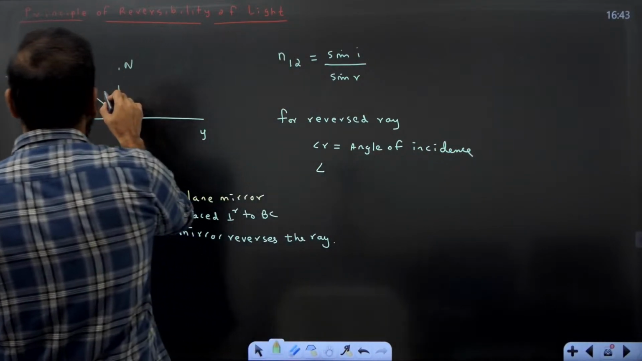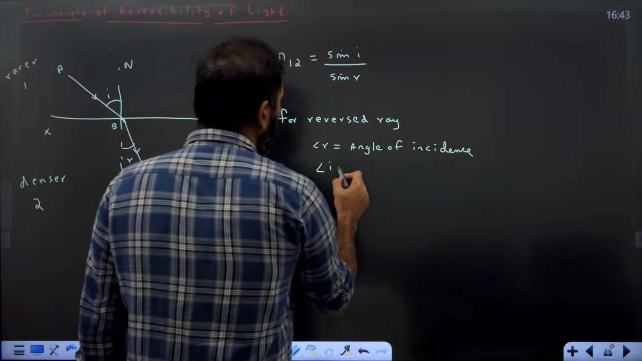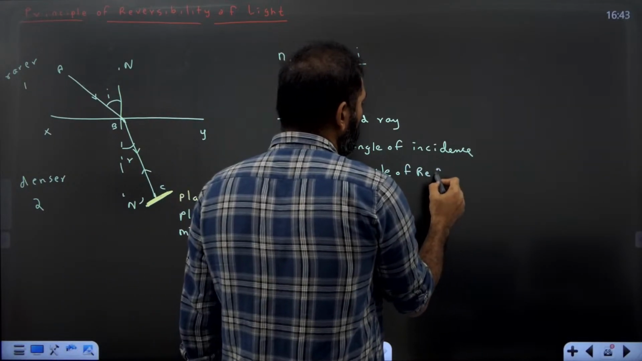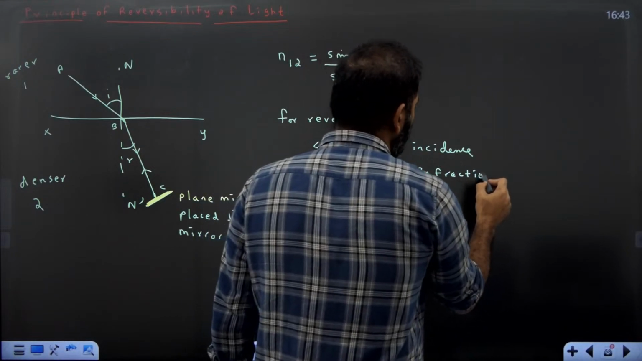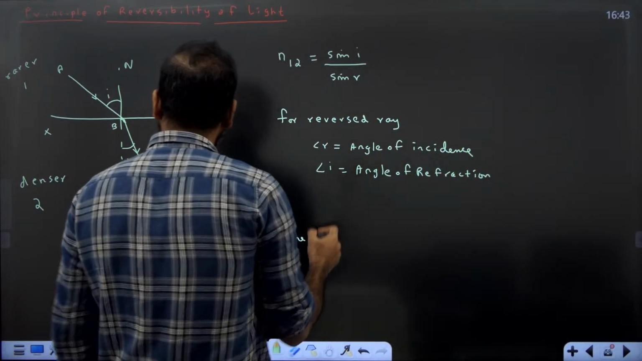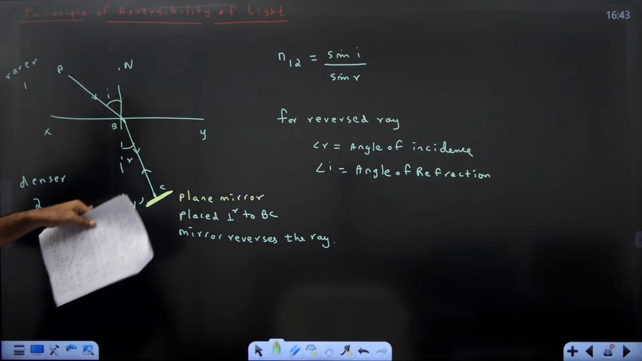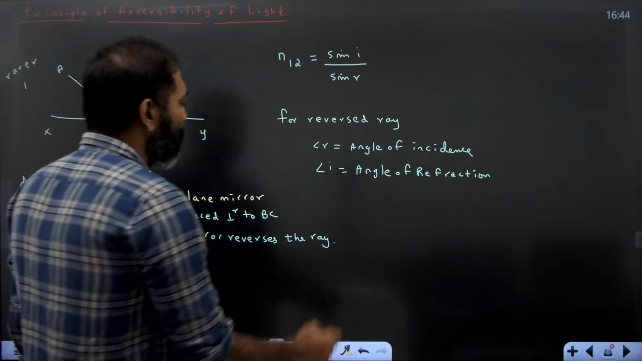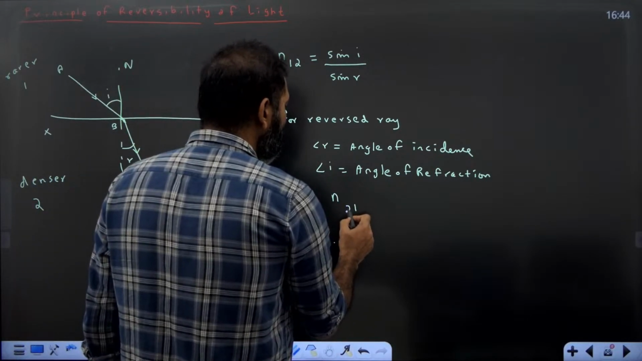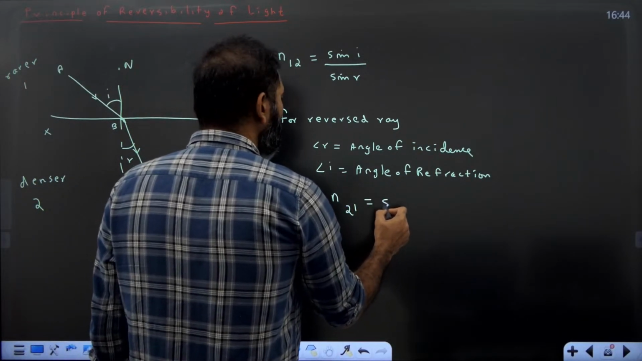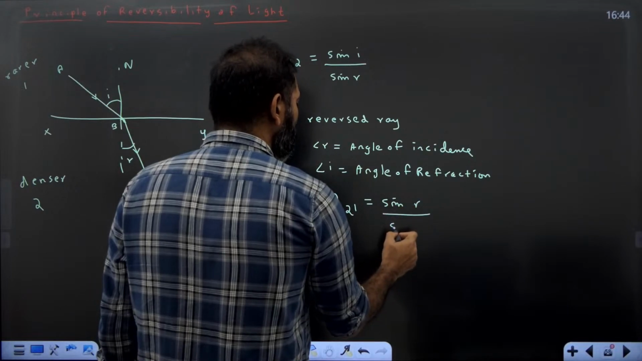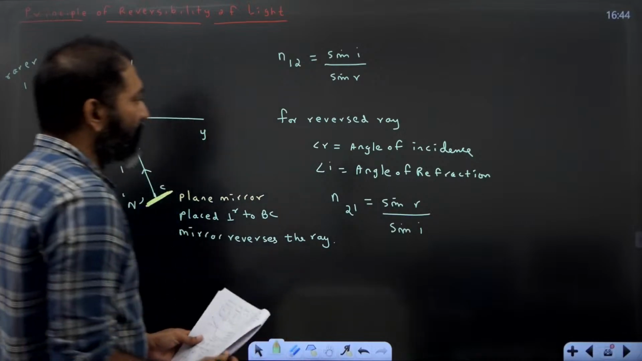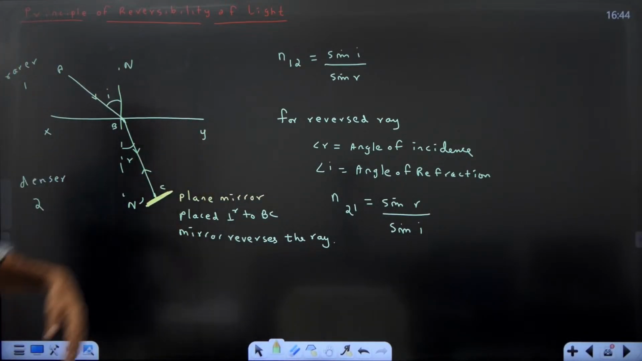Angle I is what? Angle I is the angle of refraction. So here, in the second case, after reflection from the mirror, the light ray is traveling from the second medium to the first medium. So the refractive index of the first medium with respect to the second is equal to what? Sin R by sin I, in the second case for the reversed ray.